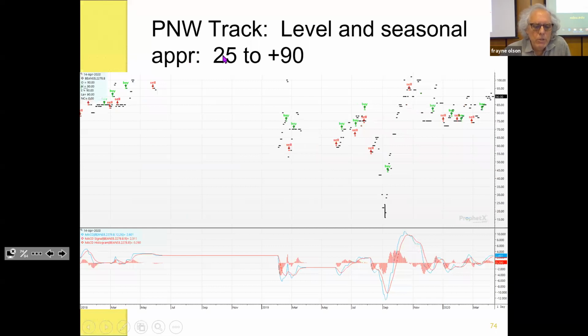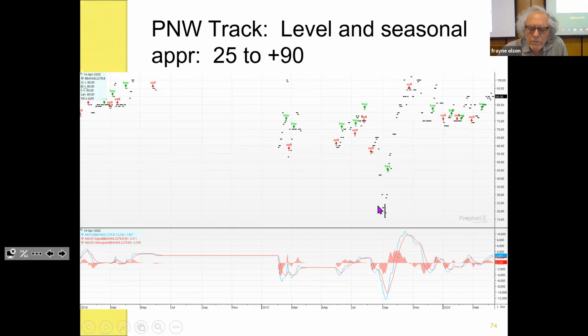Here's the P&W. This goes back again 2018 until current. And there's some gaps here because there were no bids during that time period. And that was when we were going through the trade war and nobody wanted to buy it because they didn't know where they could sell.